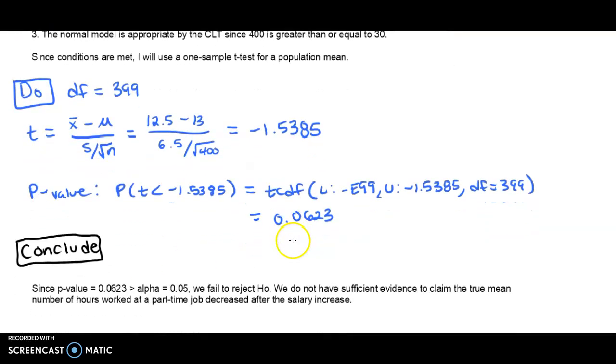All right, well, since our p-value of 0.0623 is greater than our alpha value of 0.05, we fail to reject the null hypothesis, and that is because we do not have sufficient evidence to claim that the true mean number of hours worked at a part-time job decreased after the salary increase.